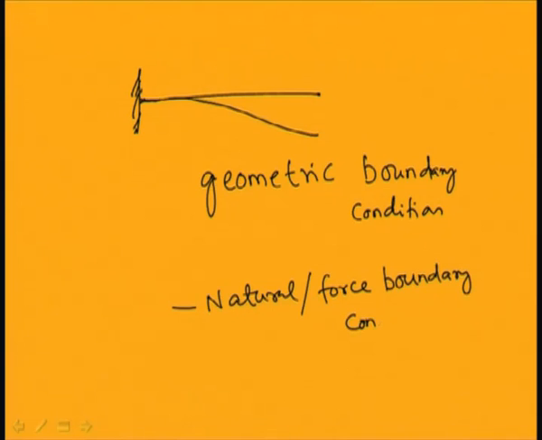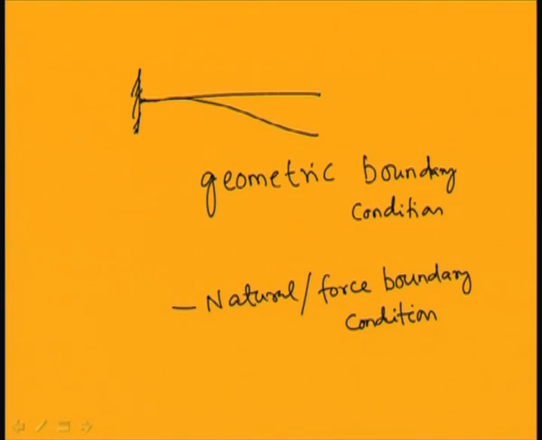In the case of geometric boundary conditions, the boundary condition is of geometric type, that is, displacement or slope. In the case of natural or force boundary conditions, the boundary condition will be force in nature, force and moment may be there. So in this cantilever beam, the shear force and bending moment are 0, but at the fixed end the slope and the displacement are 0.